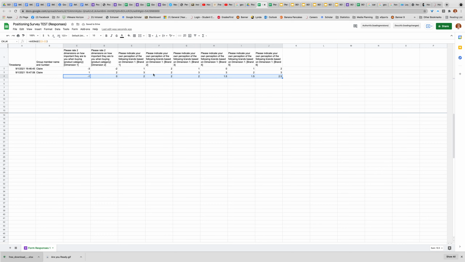And then what you can do is easily just plot each of these on the positioning map, as well as plot your own specific, so I would do it for each member separately. So you'd put this Claire 1 as number -3, -2 position on the map, and the Claire 2 on 1 and 2. So that's it.